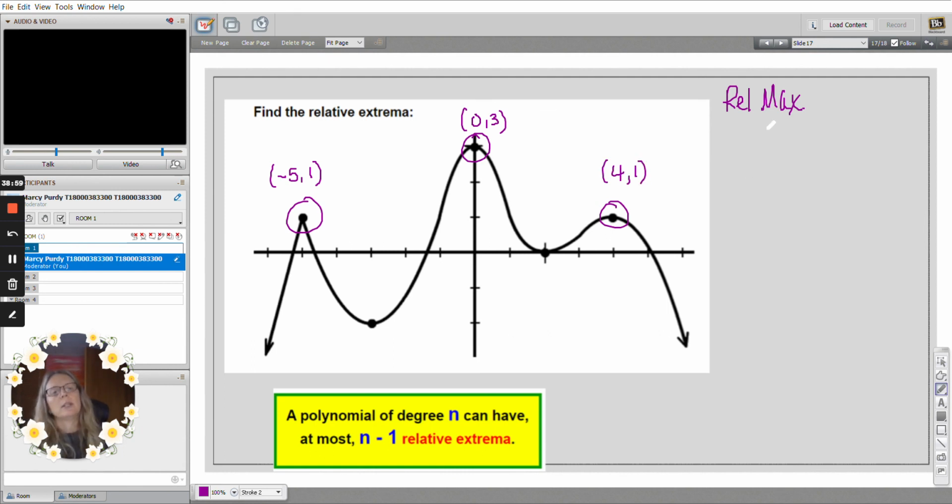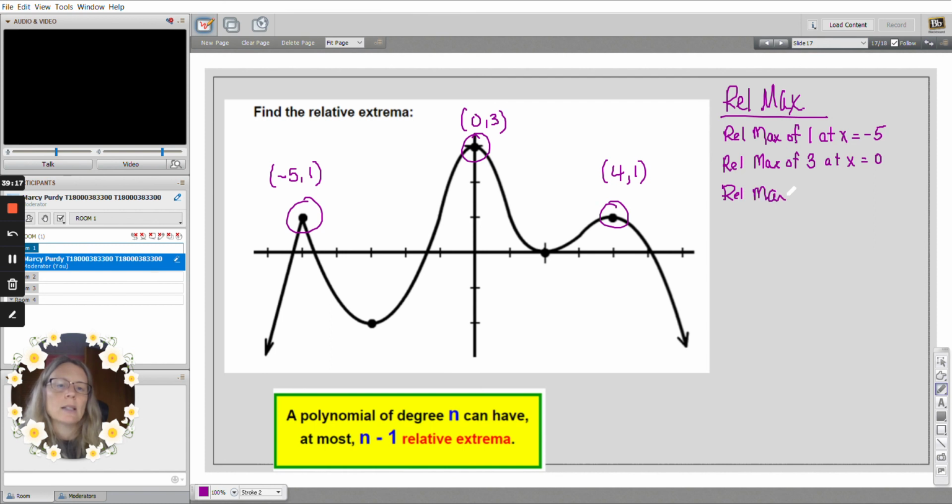So here's how we would name them. We have a relative max of 1 at x equals -5, and we have a relative max of 3 at x equals 0, and we have a relative max of 1 at x equals 4.